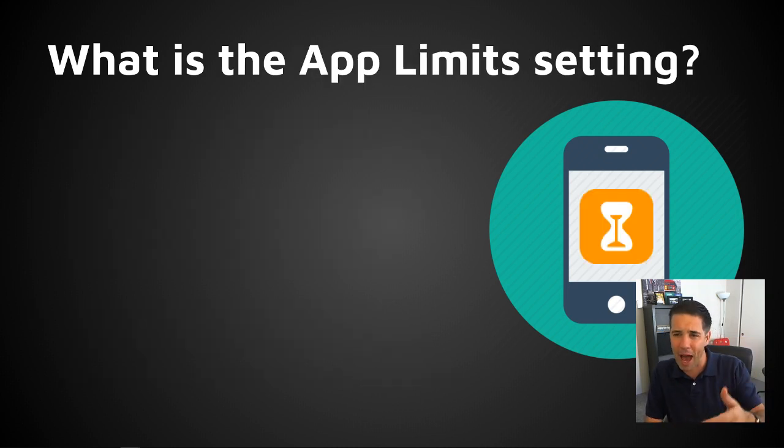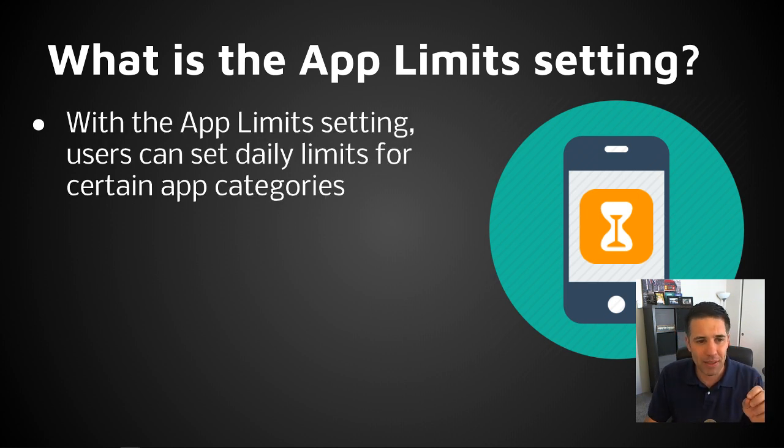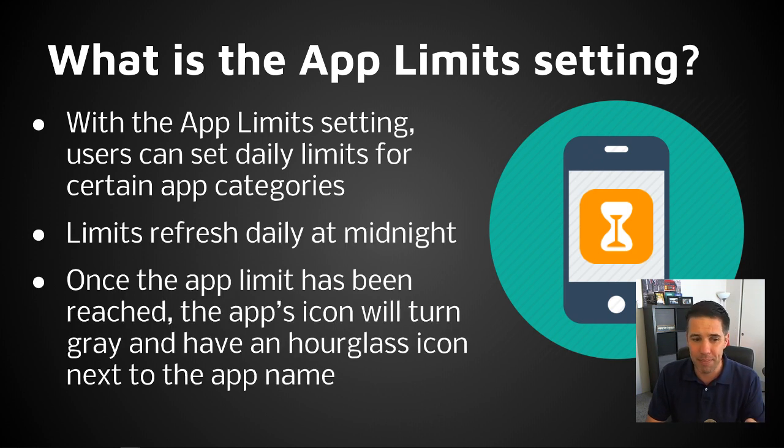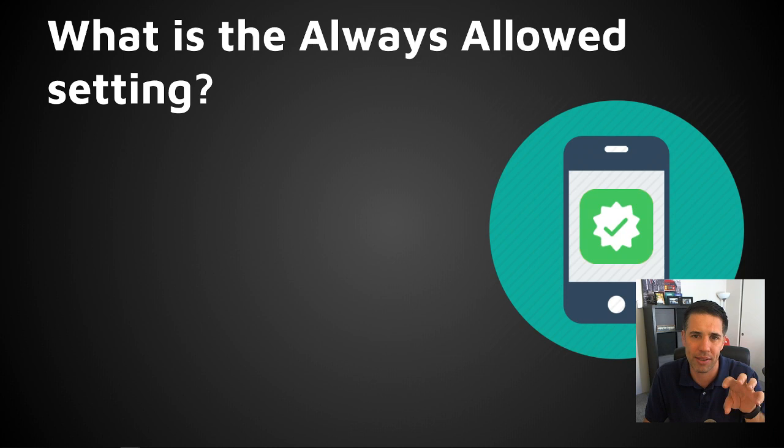Now, what is the app limits setting? This is different than downtime. With the app limits setting, users can set daily limits for certain app categories. Limits refresh daily at midnight. Once the app limit has been reached, the app's icon will turn gray and have an hourglass icon next to the app name, essentially saying, hey, you've used up your minutes today for this category, this app.